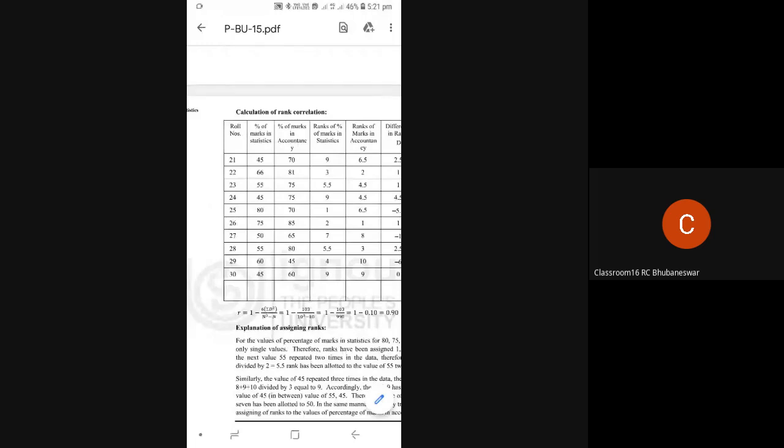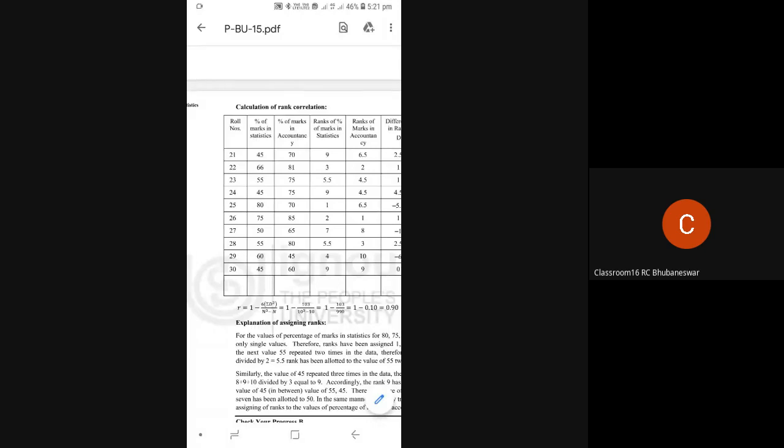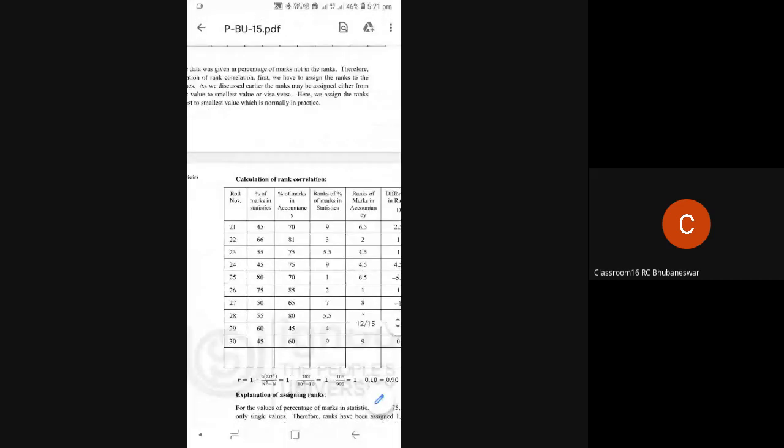Now come to the 7th place. The 7th place is a single one, that is 50, so there is no confusion. The 8th position is not given; directly the 9th position is given. Here 45 appears 3 times, so it takes the 8th, 9th and 10th positions. 8 plus 9 plus 10 divided by 3, the average ranking, will be 9. So 9 is assigned for all the 45s.